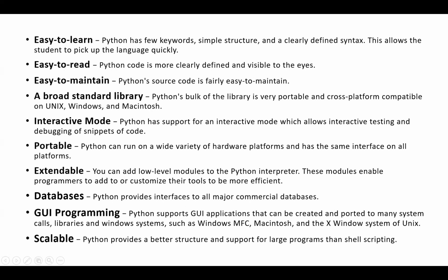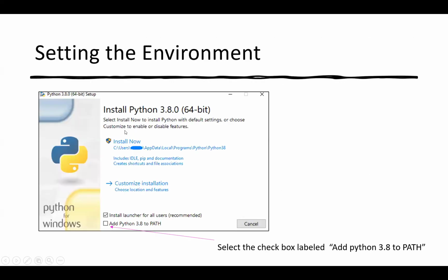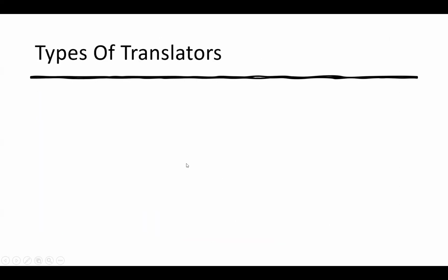And it's easy to maintain. It has a broad set of libraries, and it is interactive and portable. That means Python can run on a wide variety of hardware platforms, and it is extendable. It supports databases, and Python can even be used with graphical user interface based applications, with Windows, and it is scalable. And this is how we install the environment. We have already discussed that.